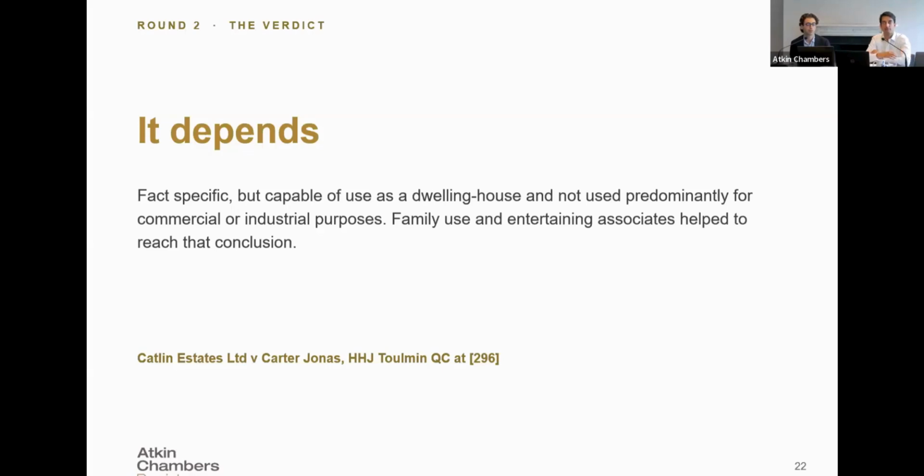So it really does depend. But the facts of Catlin are specific. He asked his builder for a really good house with 9 bedrooms, all with en suites. So you're much closer to a dwelling than you would be if it's just a pure shooting lodge.